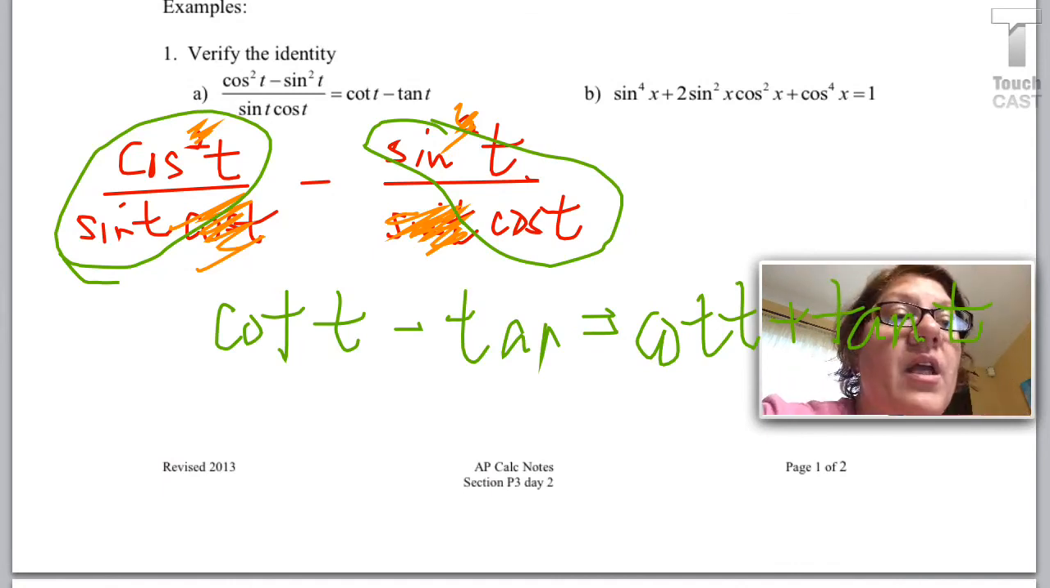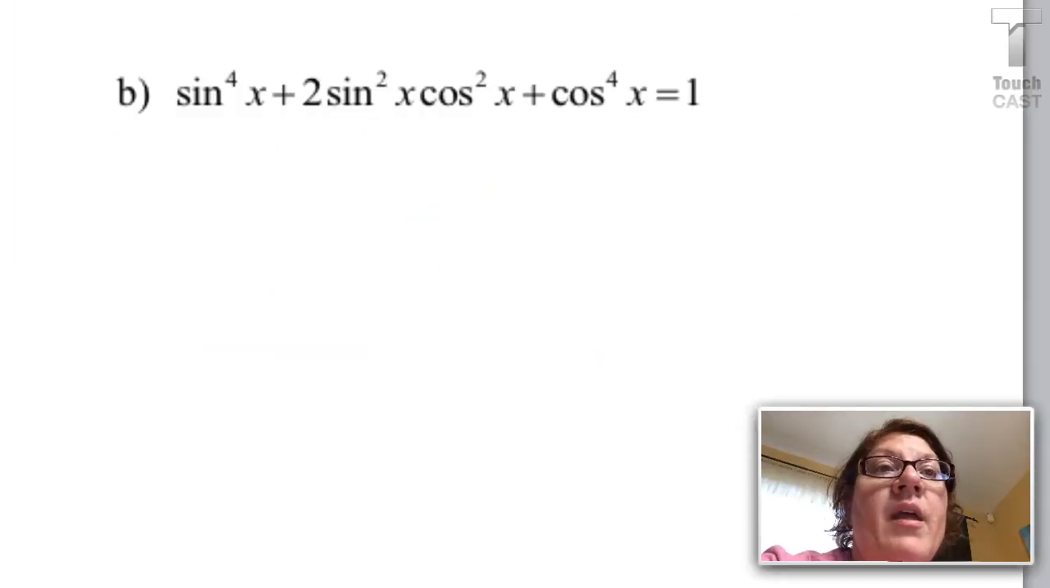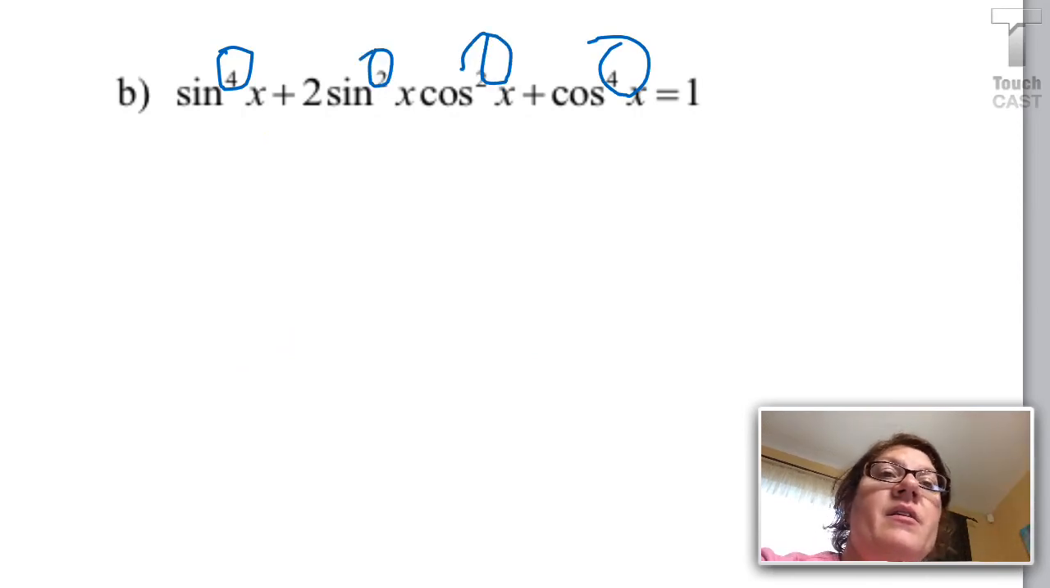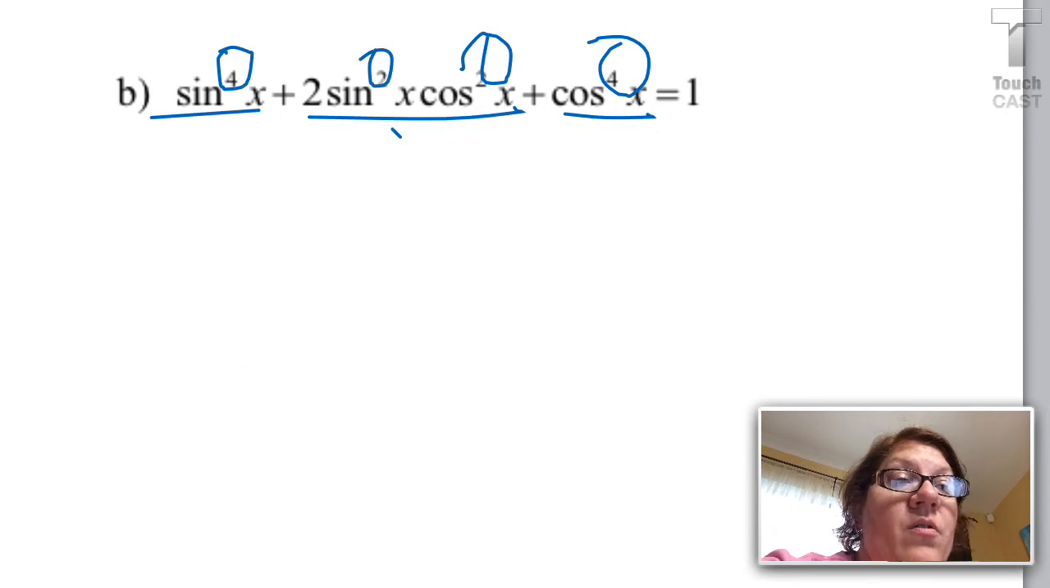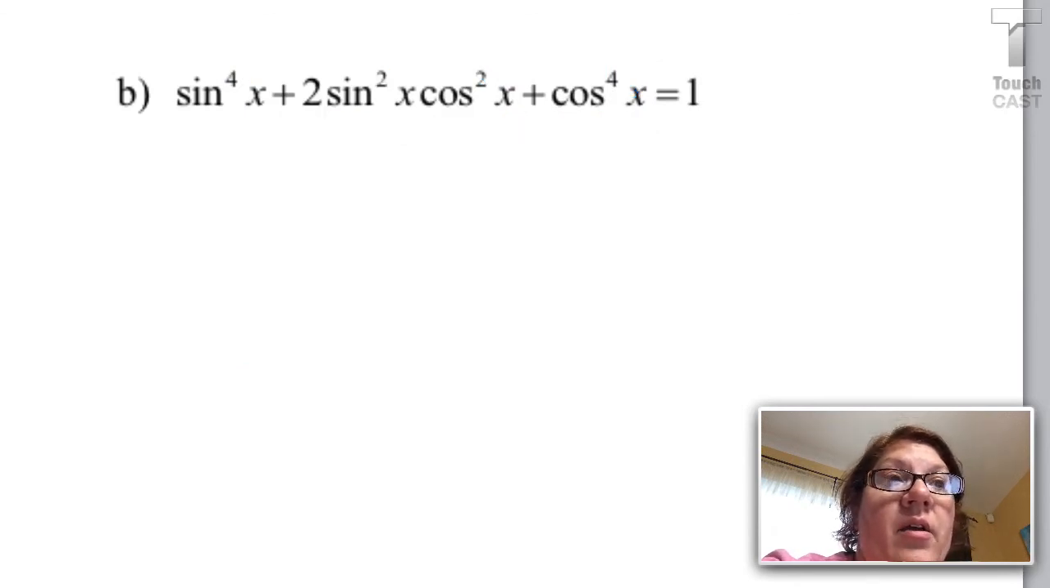Okay, next one. If you're paying attention to the fact that, oh my gosh, there's powers of 4 and there's powers of 2, which leads me to believe that this, since it has 1, 2, 3 pieces, might factor. So I'm going to give it a shot. And I'll have to do it in the next video, so I'm going to pause and go to the next video.